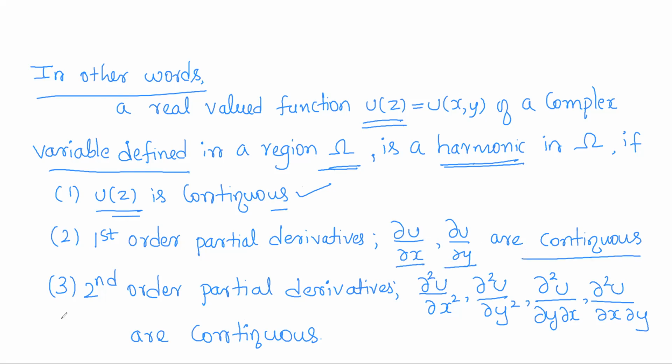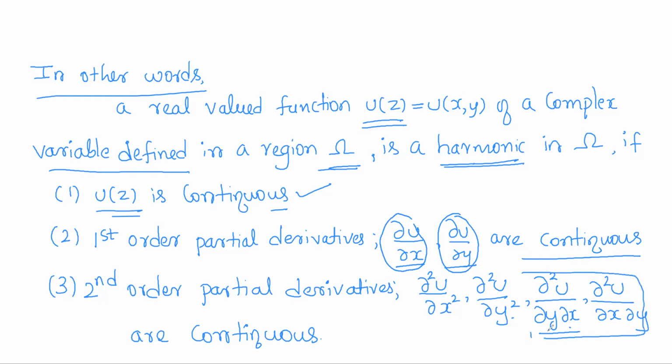Third, the second order partial derivatives, which are ∂²u/∂x². This is got by differentiating ∂u/∂x once again with respect to x. Then ∂²u/∂y², which is got by differentiating ∂u/∂y with respect to y once again. Next, ∂²u/∂y∂x and ∂²u/∂x∂y. These two are called mixed derivatives.